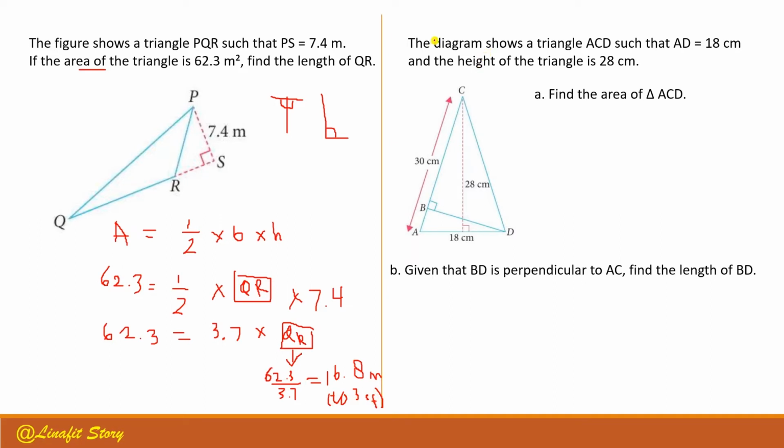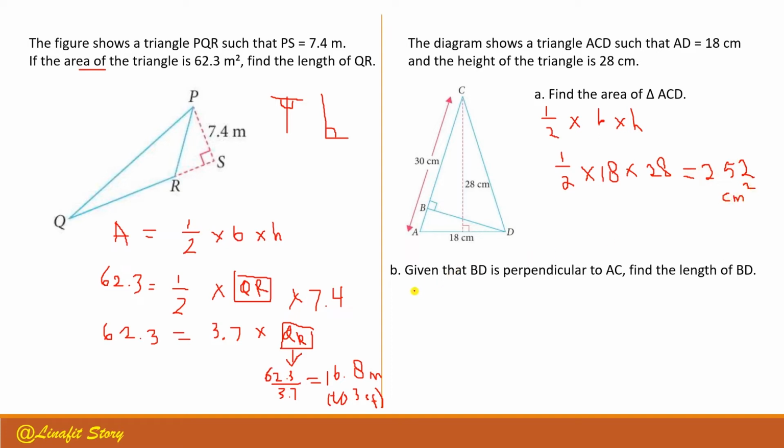The diagram shows a triangle ACD such that AD is 18 cm and the height of the triangle is 28 cm. A. Find the area of triangle ACD. So 1/2 times base times height. So 1/2 times 18 times 28. This is the base, this is the height. So the answer is equal to 252 square cm.